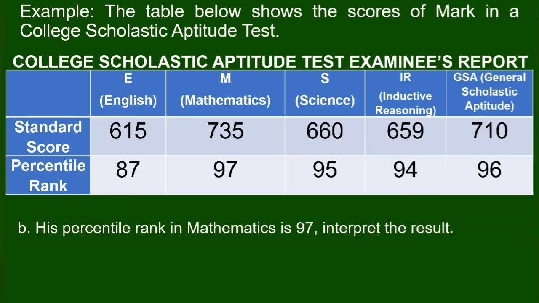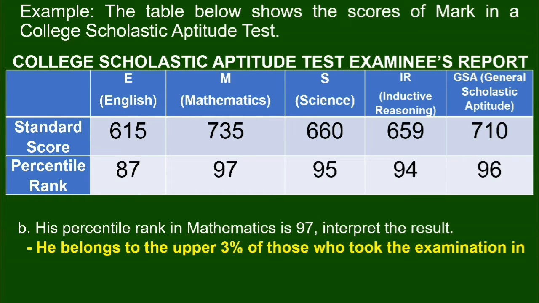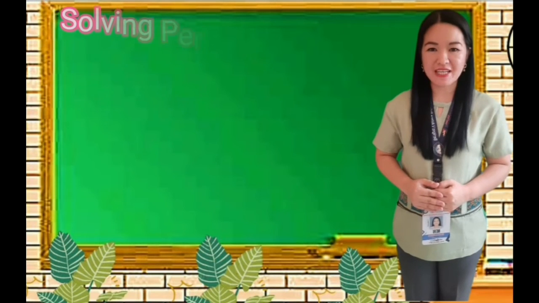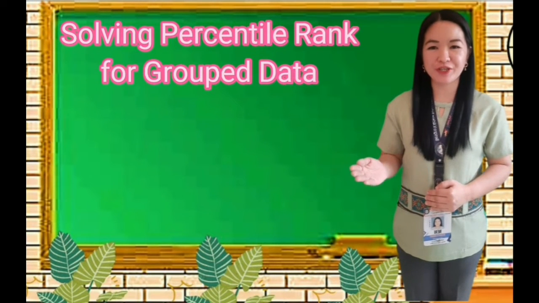His percentile rank in mathematics is 97. Interpret the result. Since his percentile rank in mathematics is 97, he belongs to the upper 3% of those who took the examination in mathematics. He scored higher than 97% of the examinees in mathematics. Let us now solve percentile rank for group data.